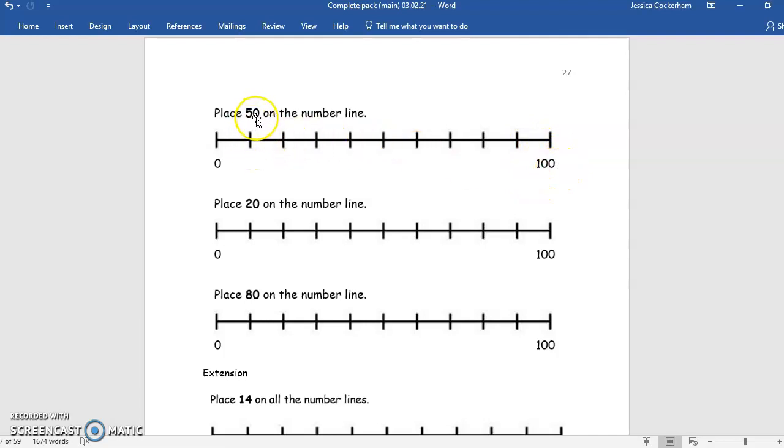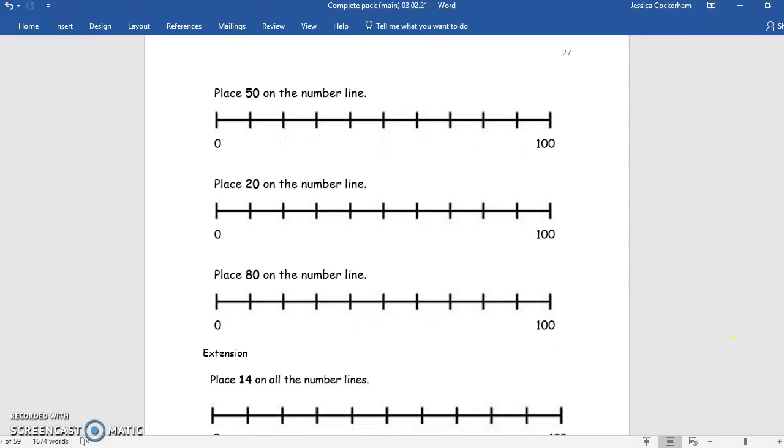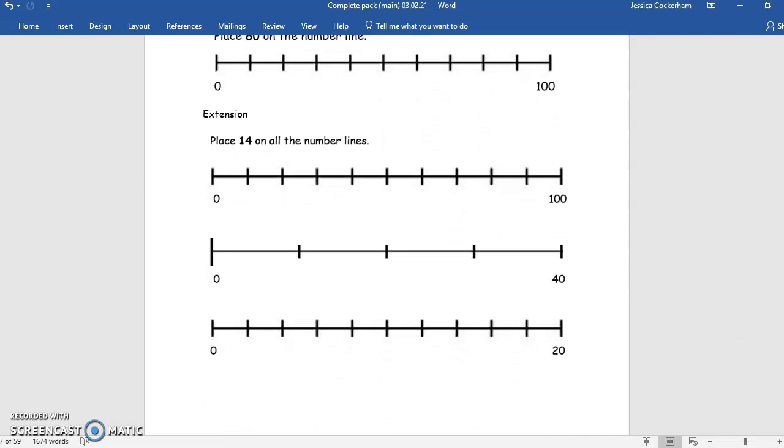So now you need to place 50 on the number line. Remember, we start at 0 and we go 10, 20. Okay, we don't go 10, 20, 30, 40, 50, 60, 70, 80, 90, 100, because that means 100 would be there. And it's not, it's all the way over here, isn't it? We've got to jump from here to here, here to here, okay? So these questions here: place 50 on the number line, 20 on the number line, and 80 on the number line, okay?